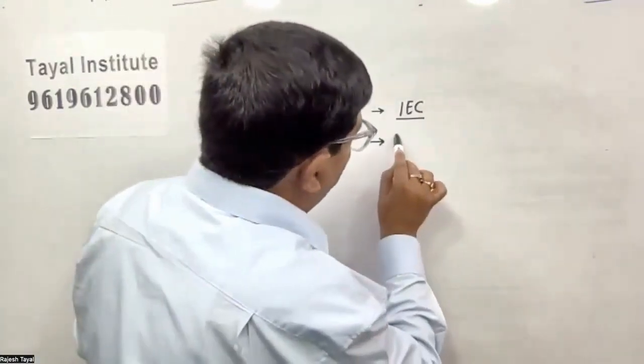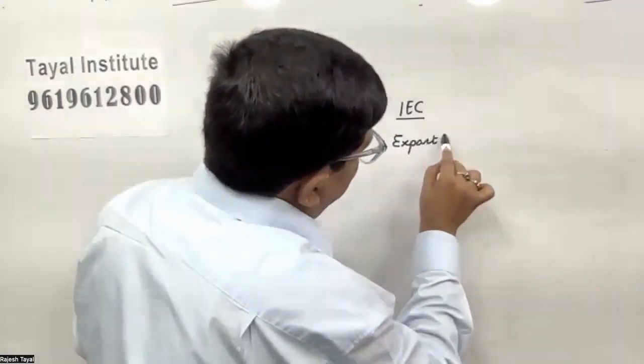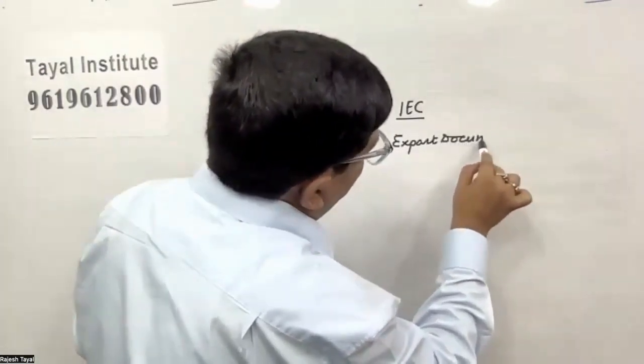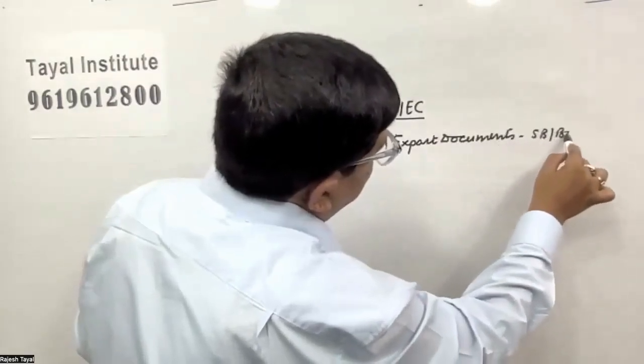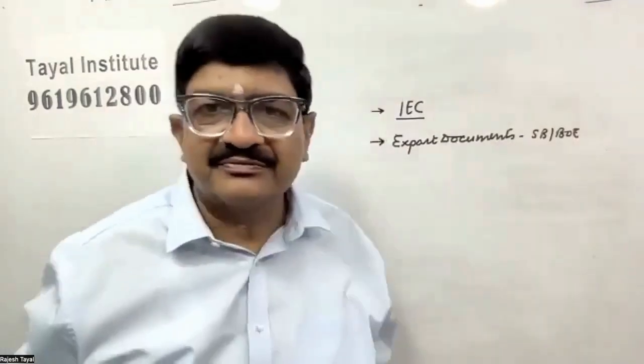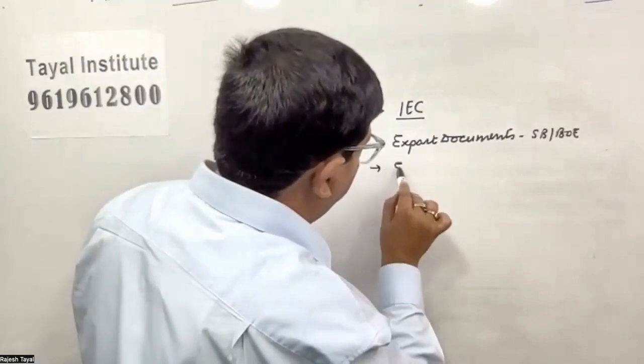Then you are filing the export documents. Declaration we are giving, no, sir? EDF? No, that comes a little later. Export documents means the shipping bill or bill of export. On the basis of this, you are supposed to make a declaration, the EDF.